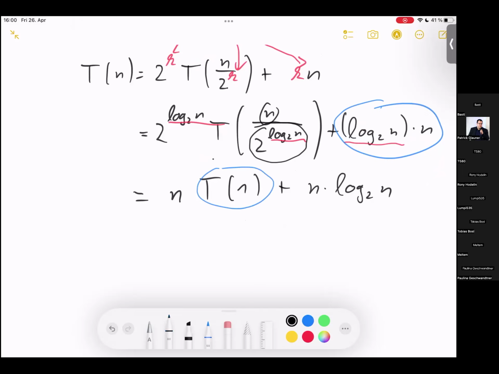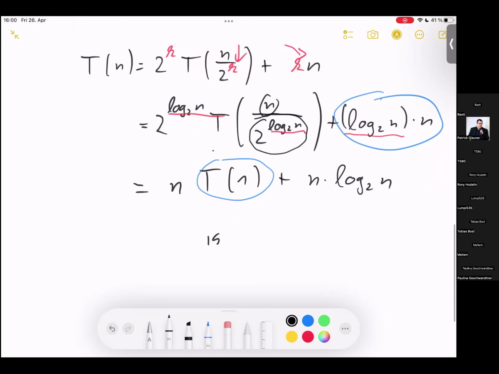So I'm asking you, what's the O complexity of this term? It's O of, and I'm waiting for your solutions in the chat. This is correct. It's n log n, because this is the larger term and the constant doesn't matter. So it's just n log n.